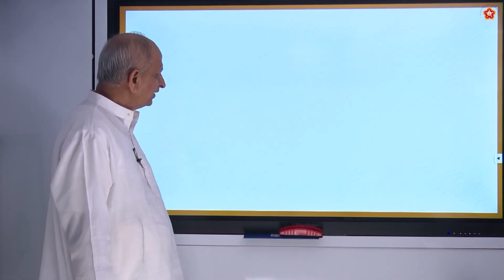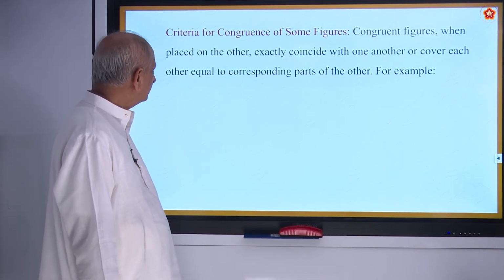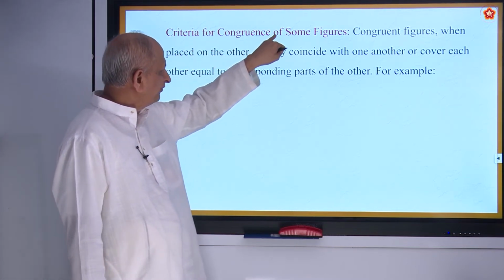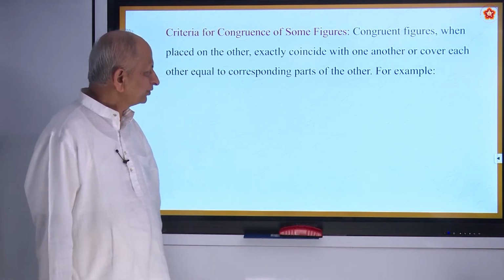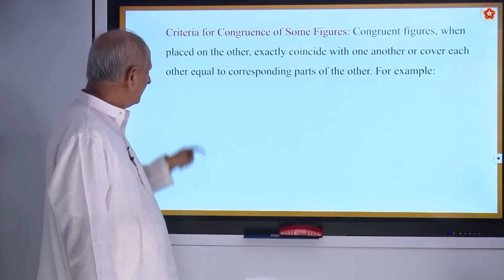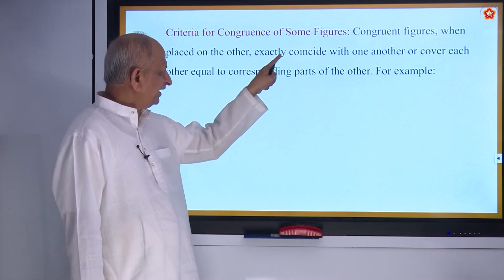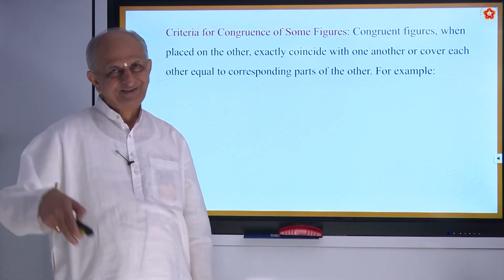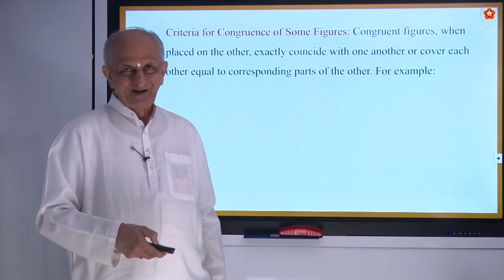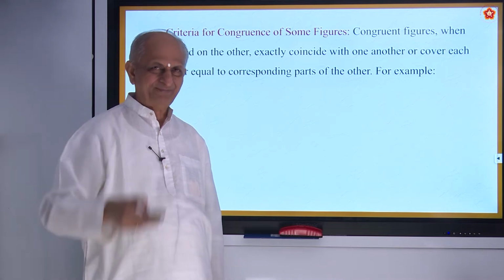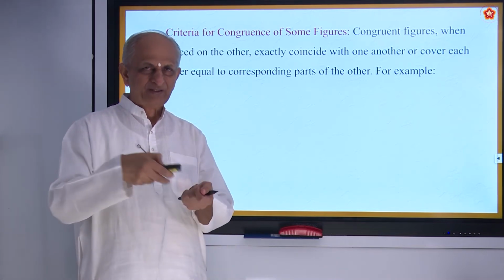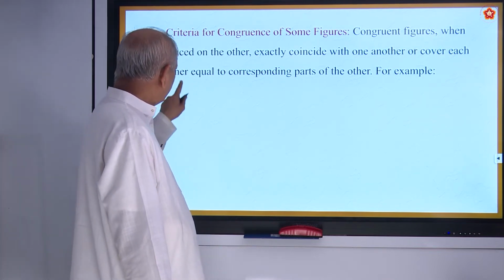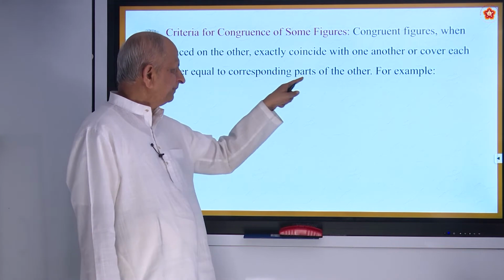Okay, now let us consider today's topic. So let us see what is the criteria for congruency of figures. So congruent figures, when placed on the other, exactly coincide. You might have seen filter papers. Seen? It is round in shape. All filter papers are exactly same. If you keep one paper on the other, both will be identically equal. So, or cover each other equal to corresponding parts of the other.